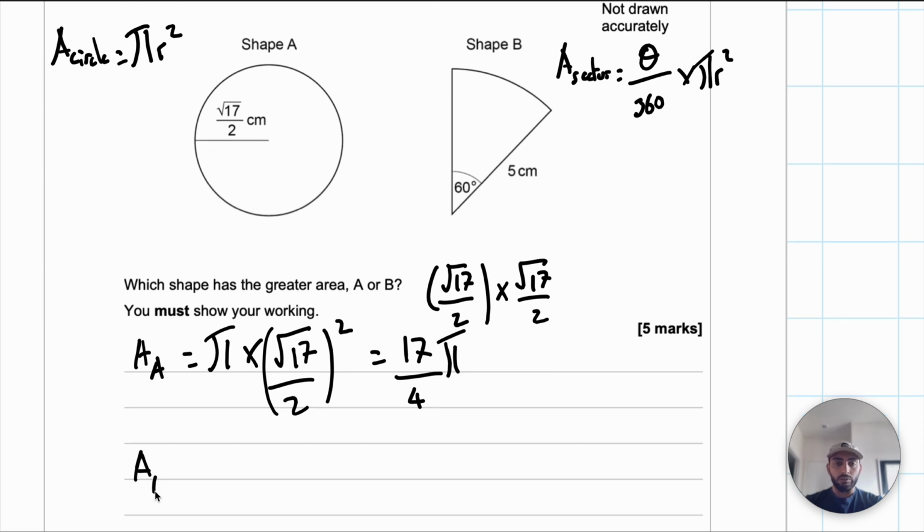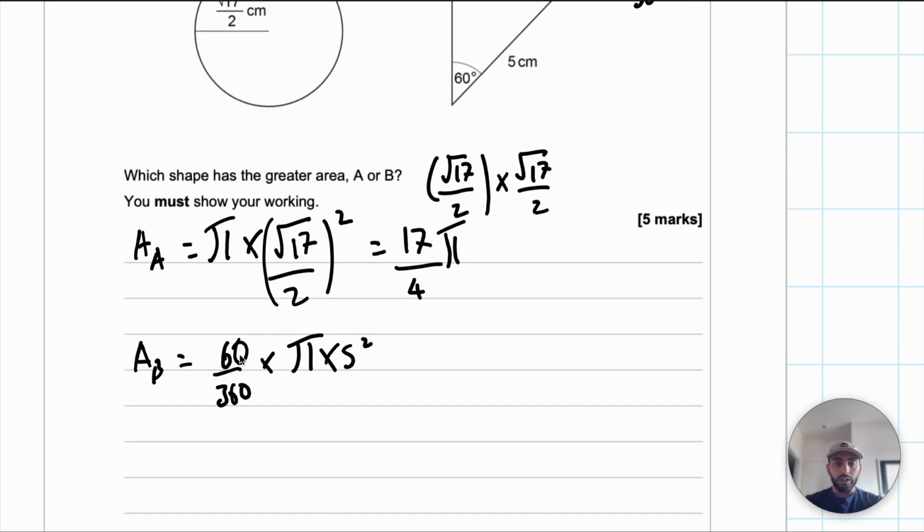Let's do area of B now. So we need the angle over 360, which is 60 over 360, multiplied by pi r squared, and here the radius is 5, so 5 squared. I know 60 over 360 will cancel down to give me 1/6. I just divide both of these by 6, multiplied by 25 pi. That simplifies to 25 over 6 pi.